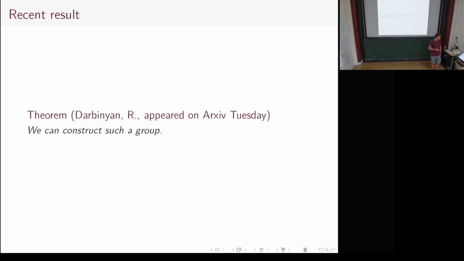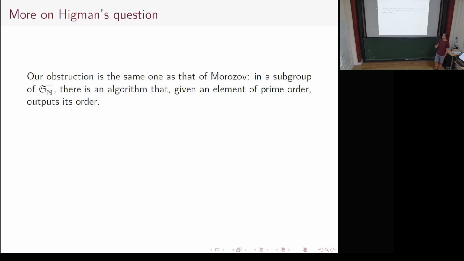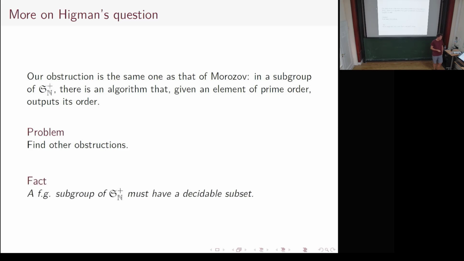And with Armand Arbignan, on Tuesday, we said that we can construct such a group. But what's unfortunate is that our obstruction is the same one as the one given by Morozov, because in a group of computable permutations, you have an algorithm which, given an element of prime order, outputs its order. And we can build a residually finite group with solvable word problem where this is not possible. You have elements of prime order, you know its order is prime, but you can't compute what prime it is. And I'd like to find other obstructions. I have some in mind.